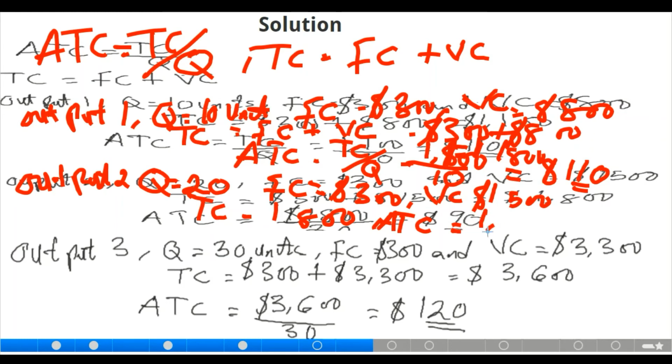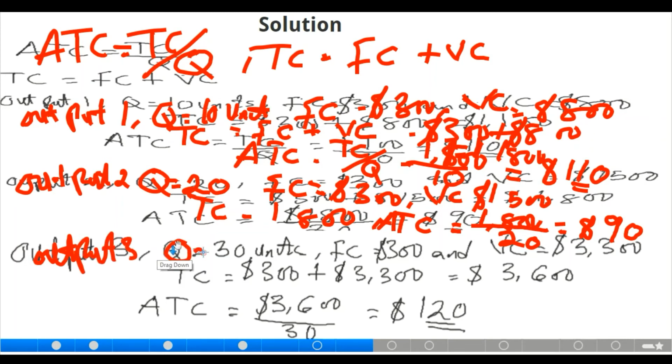Now to get our average total cost will be what? $1,800 divided by the quantity for output 2, which is what? We have 20. That should be 90. Of course, this thing has fallen. Now, but let us move to the output 3.